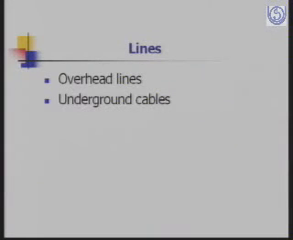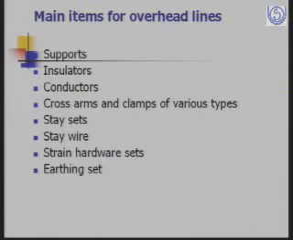So the distribution feeders can be overhead or underground. Both types of systems are being used. Each has its own relative merit and demerit. We'll go into overhead lines and underground cables separately. So we'll first start with overhead lines. The main equipment used in overhead lines are supports, insulators, conductors, cross arms, and clamps of various types, stay sets, stay wire, strain hardware sets, and earthing sets, and maybe spacers. So these are the main equipment used in the overhead lines.